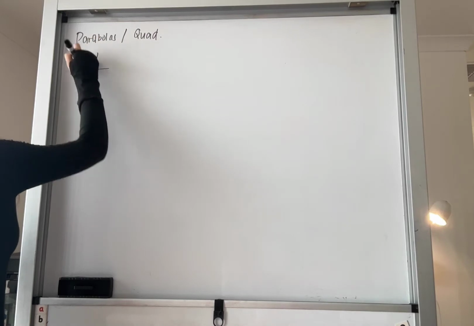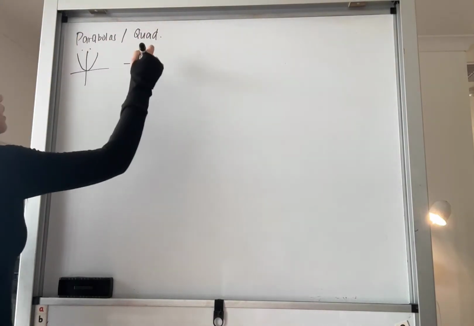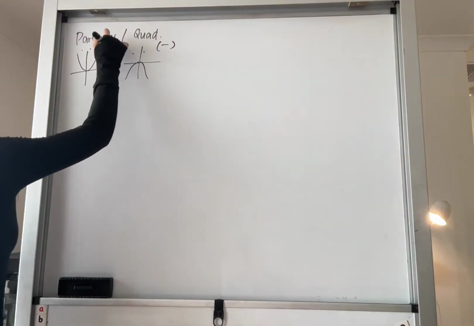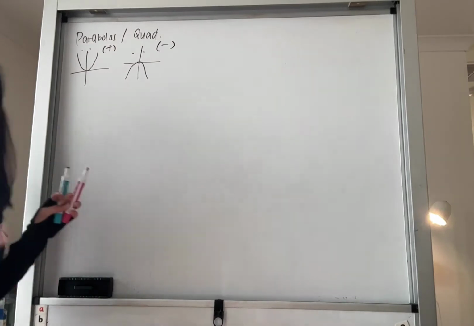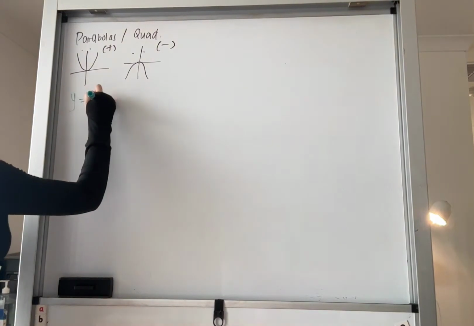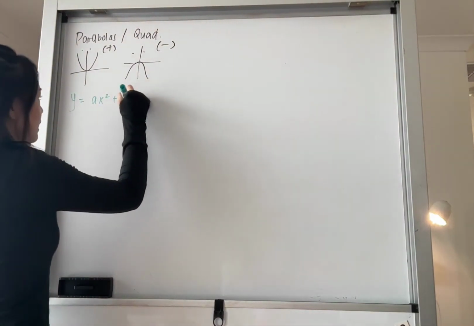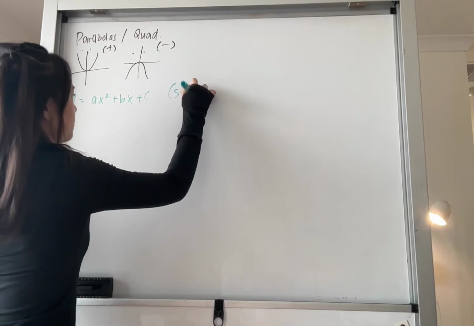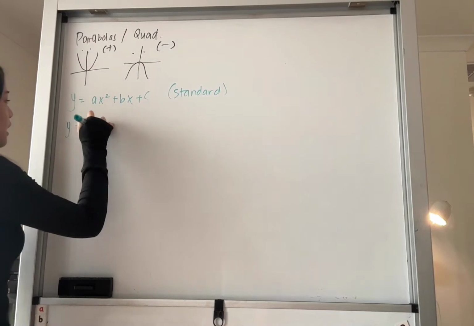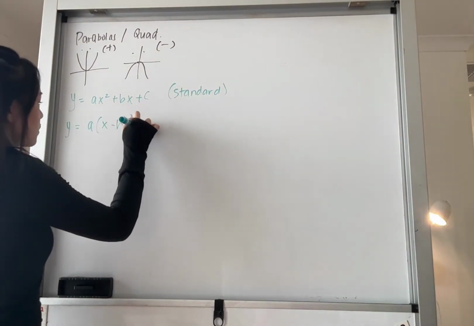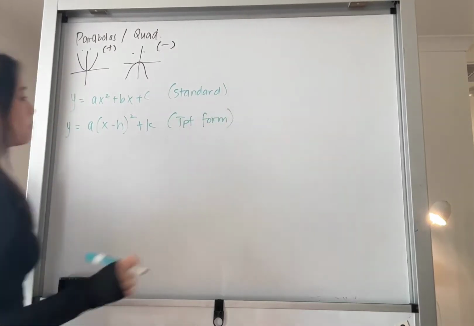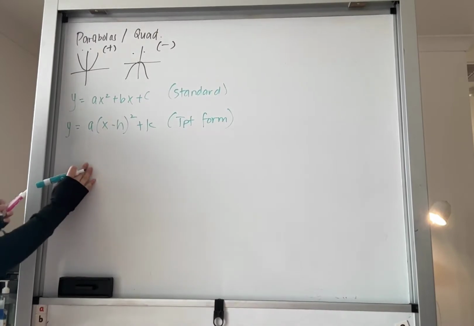If it's positive, it looks like this. They say smiley face, and if it's negative, it looks like this, sad face. So this is a negative parabola, this is a positive one. And there are two forms. Let me just write down the forms. There is y equals ax squared plus bx plus c. This is your standard form. And then the other one is y equals a(x minus h) squared plus k. This is your turning point form. Make sure you familiarize yourself with these two forms.